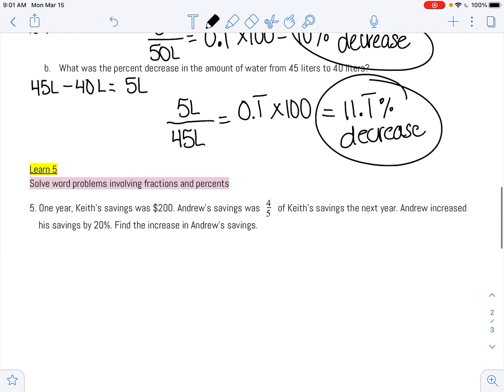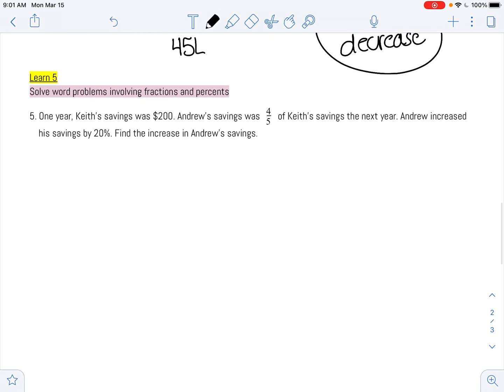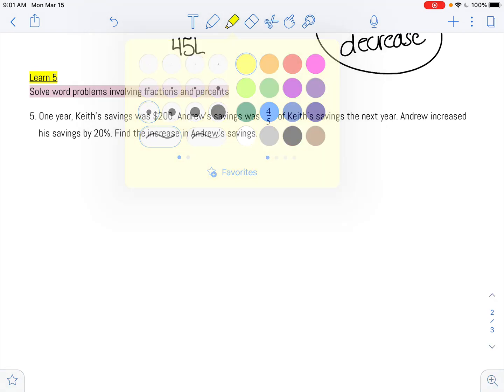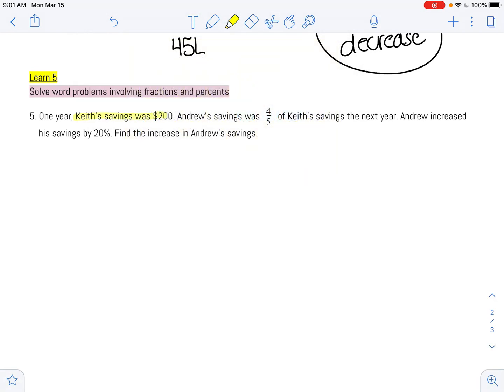And the last learn here, learn number 5, being able to solve word problems involving fractions and percents. So 1 year, Keith's savings was $200. Andrew's savings was 4/5 of Keith's savings the next year. He then increased his savings by 20%, so we want to find the increase in dollar amounts for Andrew's savings.